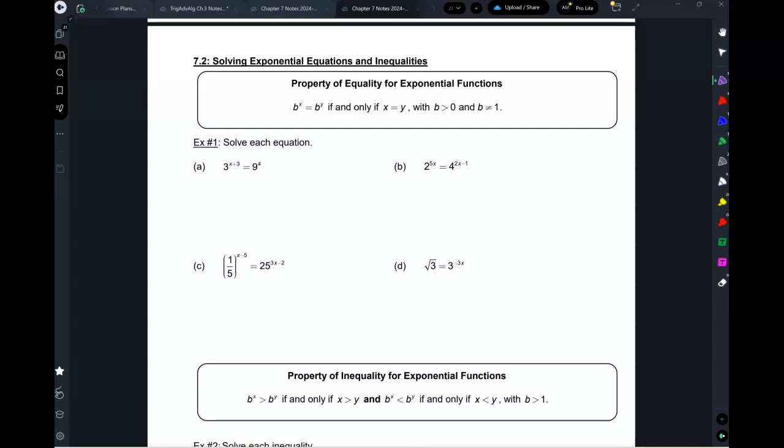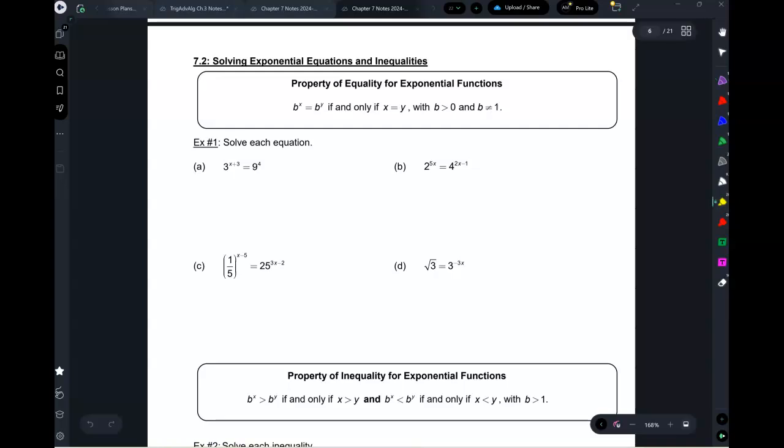Hey guys, I know you did 7.1 yesterday, and today you are going to learn 7.2. Exciting! Okay, let's go ahead and get started. So in 7.2, we are going to solve exponential equations and inequalities. So let's start with the first property.